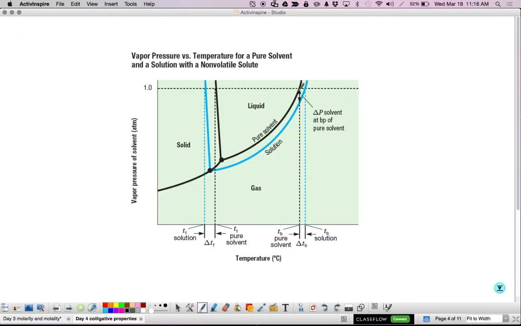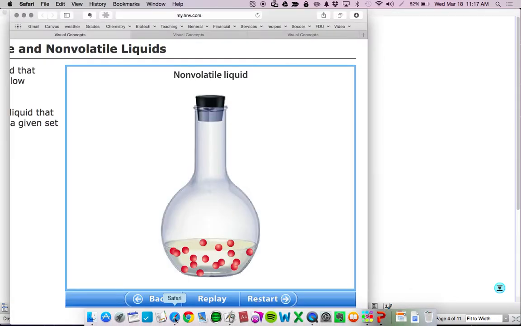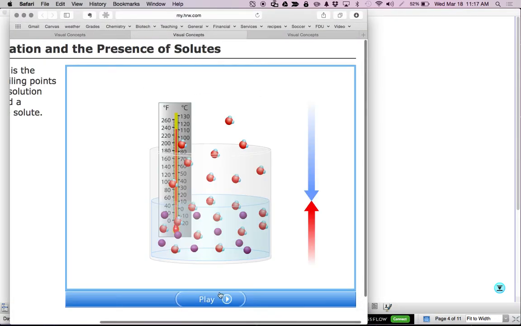Okay, now we said that the vapor pressure is going to decrease. So if the vapor pressure decreases, you're going to have to increase the temperature in order to get the vapor pressure equal to atmospheric pressure. So I have a little video on that as well.